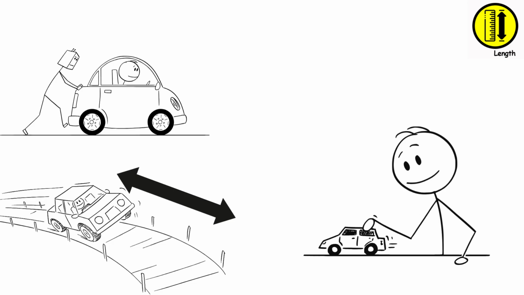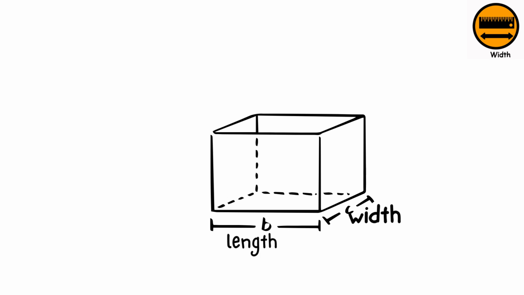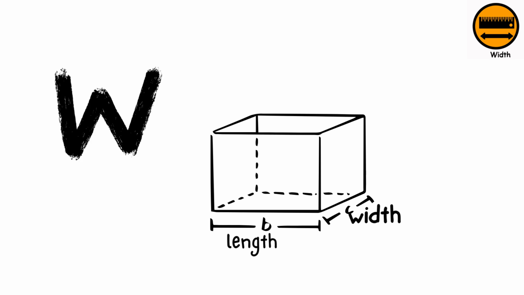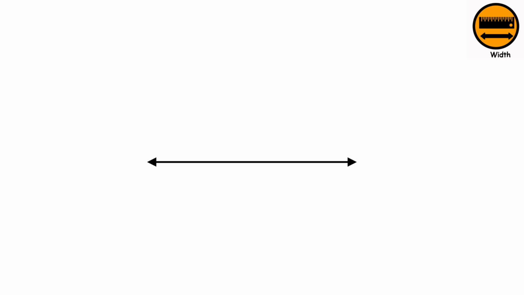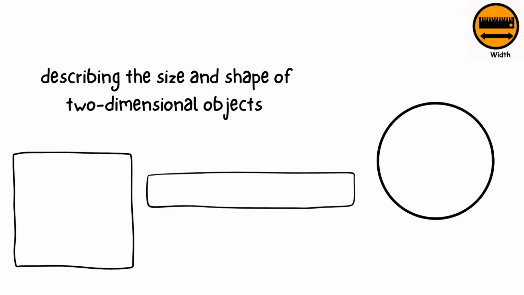Width. This is measuring distance across an object or space perpendicular to its length. It represents the extent of an object in a direction orthogonal to its length. In mathematical terms, width is often denoted by the letter W and is considered one-dimensional. Like length, width requires only a single coordinate to specify a point. In practical terms, width is essential for describing two-dimensional objects' size and shape, such as squares, rectangles, and circles.